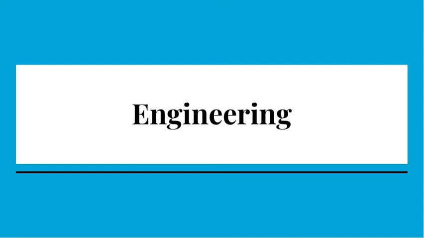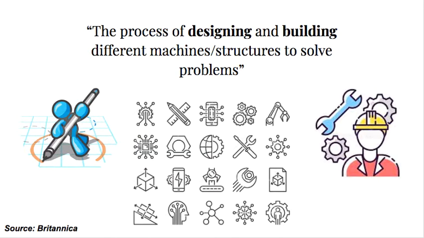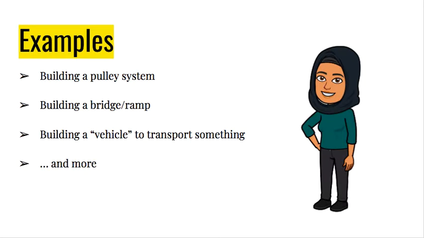Next, we'll be talking about engineering. The engineering tier of STEAM refers to the process of designing and building different machines and structures. This discipline looks at how different inventions can be built or how existing structures or machines can be improved upon to solve different problems. Some ways you can incorporate it into your Rube Goldberg machine include building a pulley system, building a bridge or ramp, or even building a vehicle to transport something.